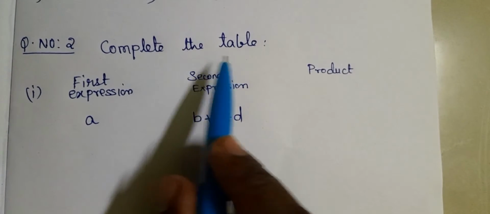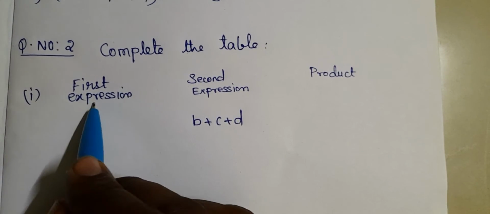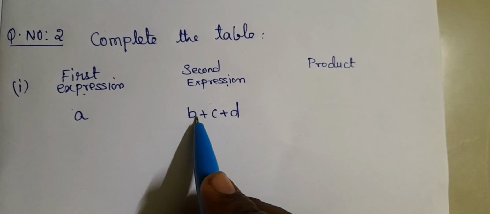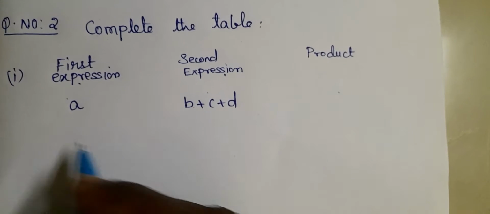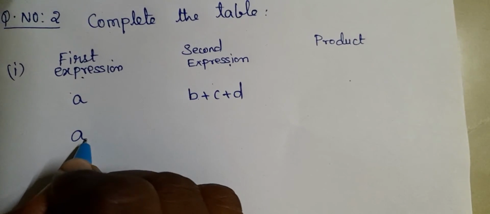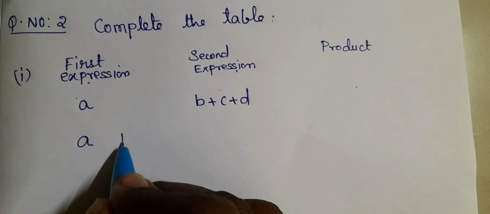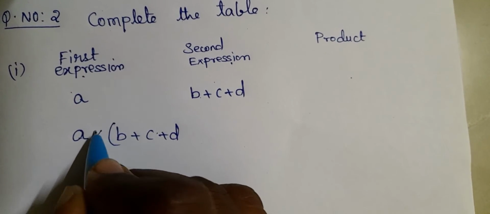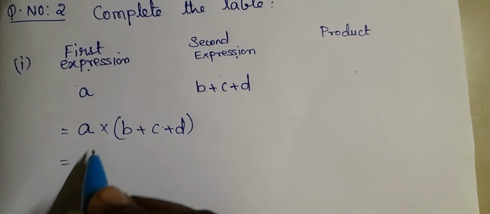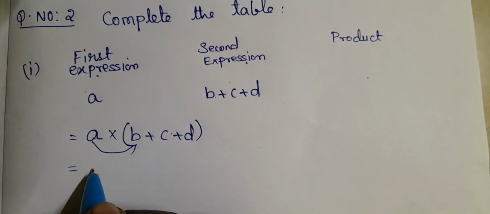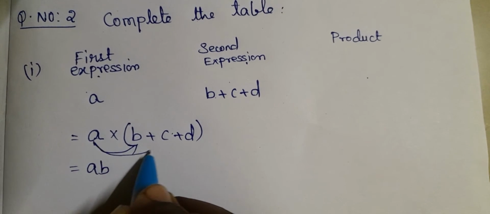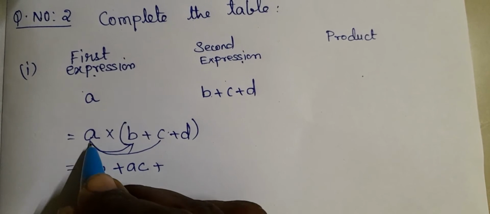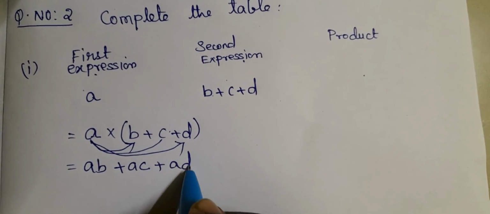Question number 2, complete the table. Here they have given the first expression and second expression. We have to multiply these two expressions, then we have to find the product. First expression is a, second expression is b plus c plus d. In between the two expressions we have to insert a multiplication symbol. Let us take a into b is ab, a into c is ac, plus a into d is ad.